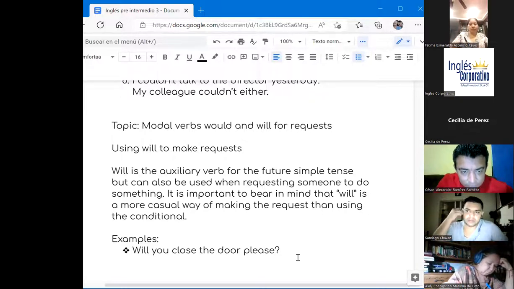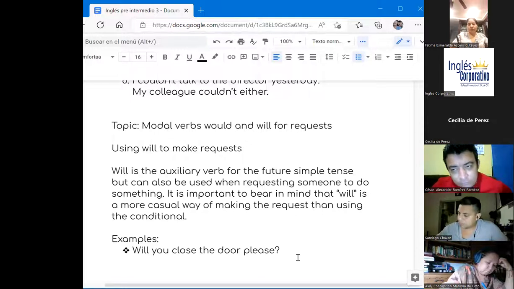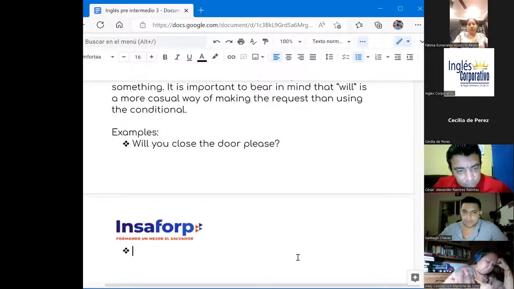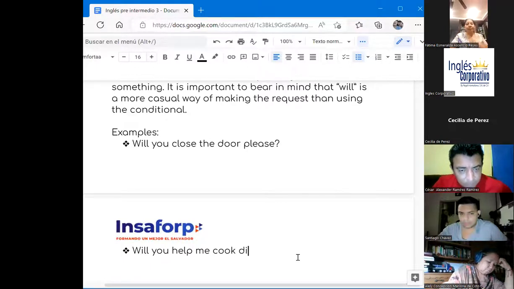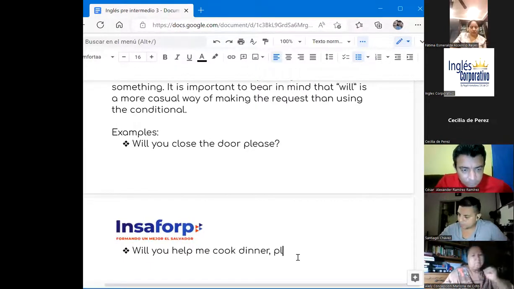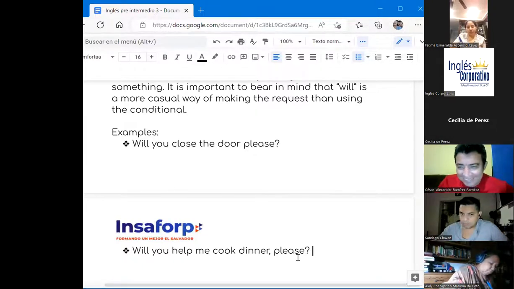Tenemos los ejemplos. Will you close the door, please? ¿Puede cerrar la puerta, por favor? ¿O podría cerrar la puerta, por favor? Then we have, would you help me cook dinner, please? Will you help me cook dinner, please? Okay, in this case, you can notice that we are using questions.